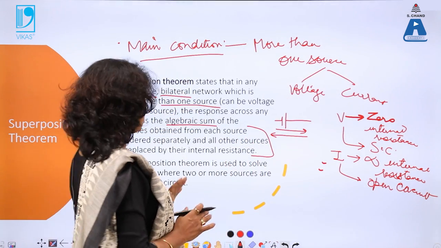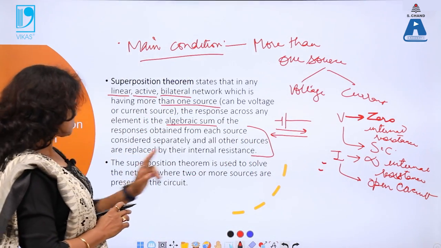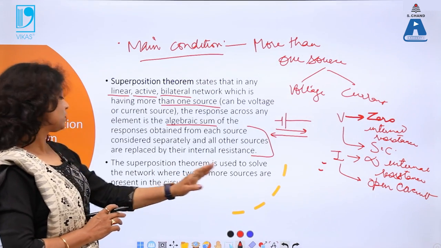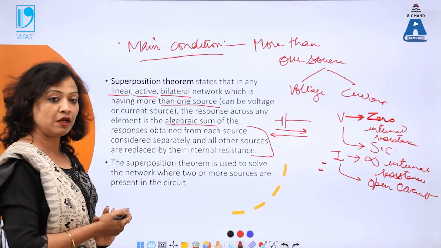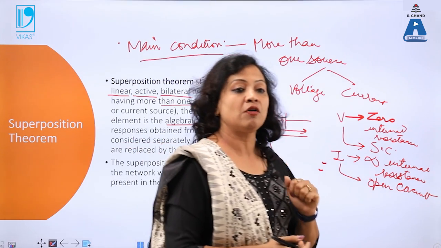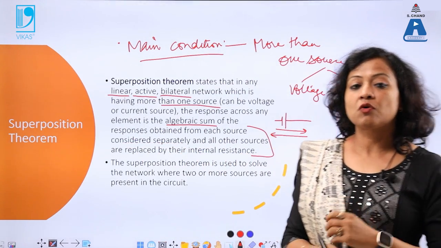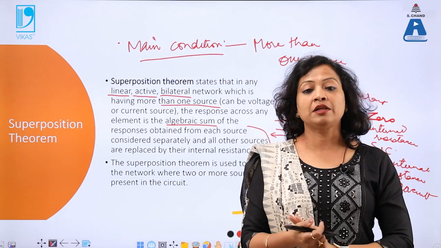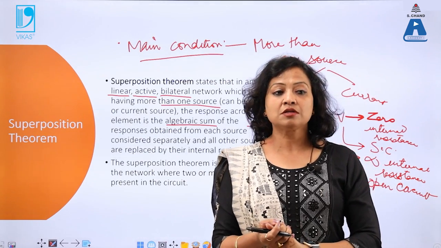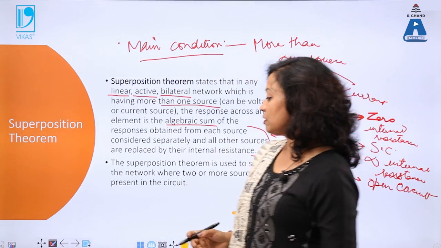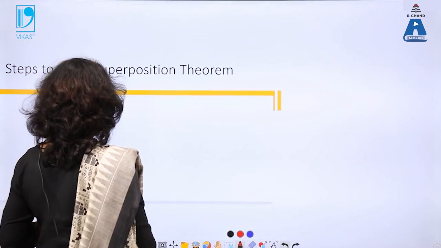So superposition theorem is used to solve the network where two or more than two sources are present in the circuit, and we individually find out the output because of each source, and then take the algebraic sum of all the results to find out the overall result because of all the sources.